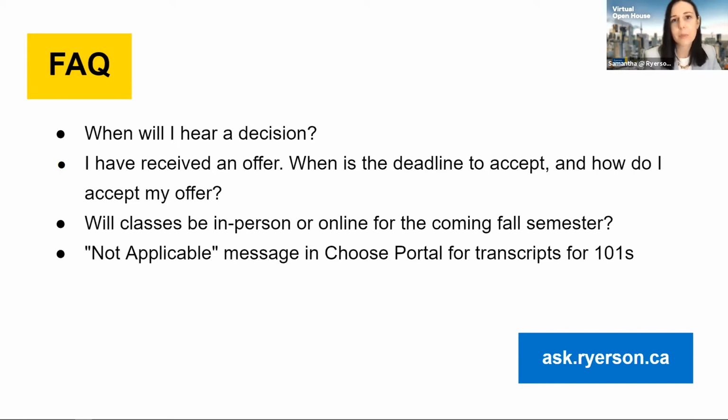For those of you who might see a non-applicable message in your Choose Ryerson portal for your 101 transcripts, if you see this non-applicable message for your high school in the Choose Ryerson portal page, please note that Ontario high school students are not required to submit transcripts through the portal. We will receive your grades through the OUAC.